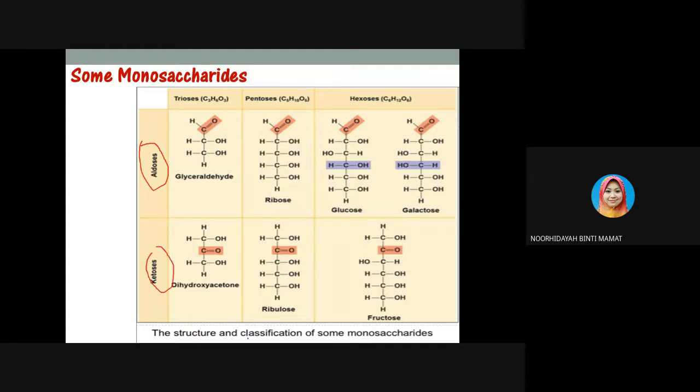This is the structure and classification of some monosaccharides. As you can see, all carbons in monosaccharides are bonded to a hydroxyl group, except one, which is bonded to a carbonyl group. The rest bond to the hydroxyl group, in both functional groups of monosaccharides.